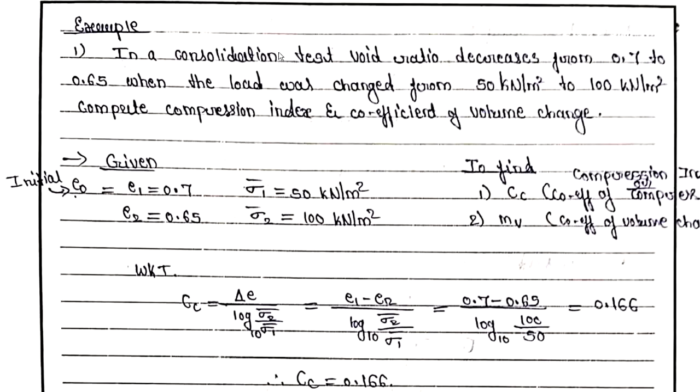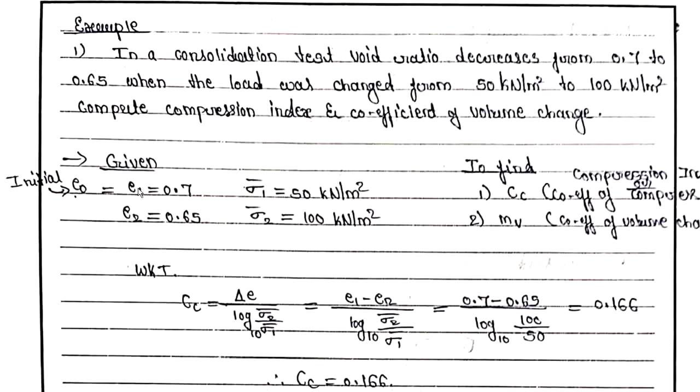Problem number 1. In a consolidation test, void ratio decreases from 0.7 to 0.65. So how they are saying it as a decrease, and all those things we are going to study further. When the total load was changed from 50 kilonewton per meter square to 100 kilonewton per meter square. Compute compression index and coefficient of volume change. So compression index is nothing but Cc, coefficient of volume change is nothing but mv.